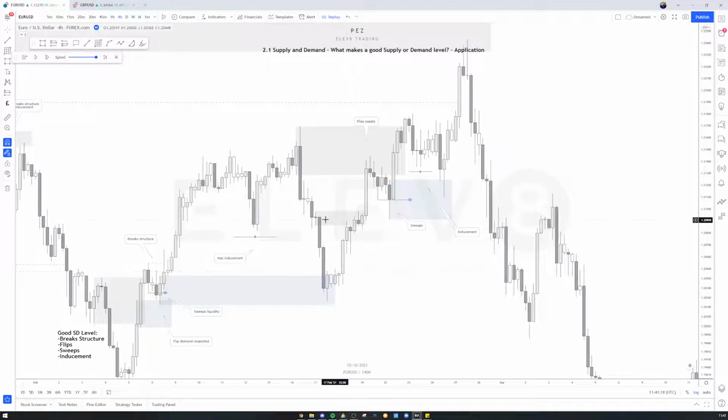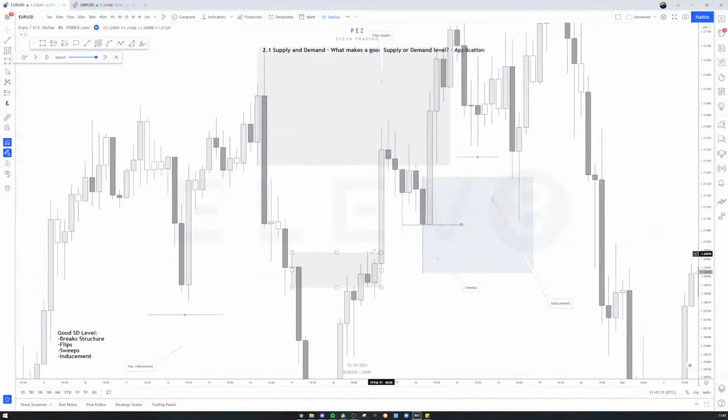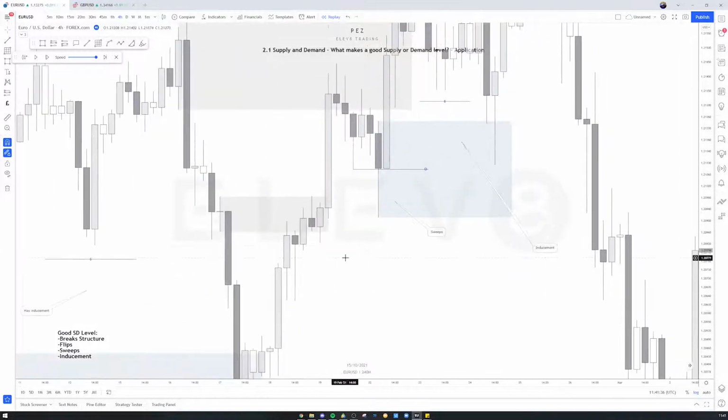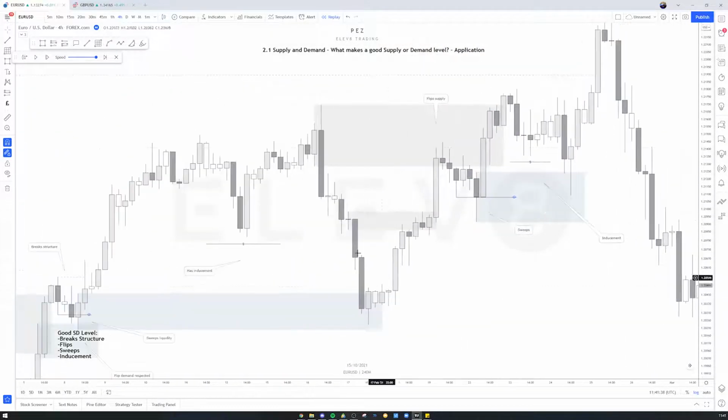Price then comes up, taps into some supply here. I wouldn't look to trade from this, although you could, because it taps in, pulls back and then breaks. But if you look closely, this supply had already failed by the time this broke. But there is sort of a demand chain forming here.